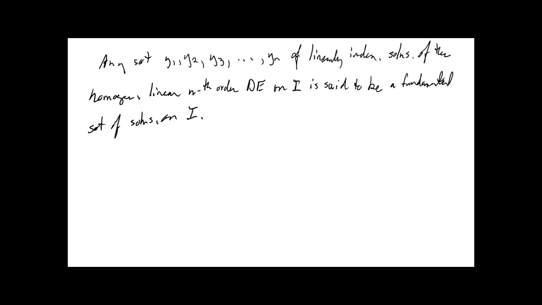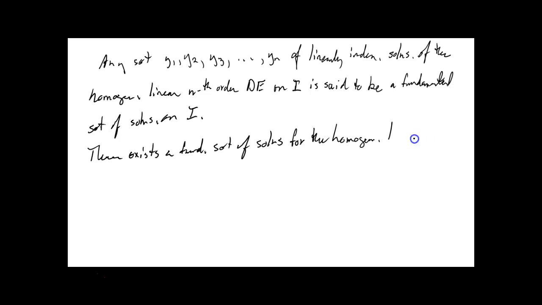Now, the basic question of whether a fundamental set of solutions exists for a linear equation is answered in the next theorem. So let's see if we can get it here. There exists a fundamental set of solutions for the homogeneous linear nth order differential equation on some interval I. There does exist a fundamental set of solutions for a homogeneous linear nth order differential equation on I. There's got to be one. If it's a linear equation, there's got to be one.